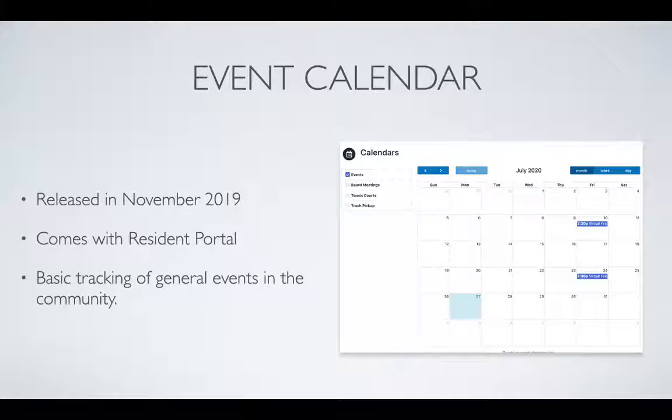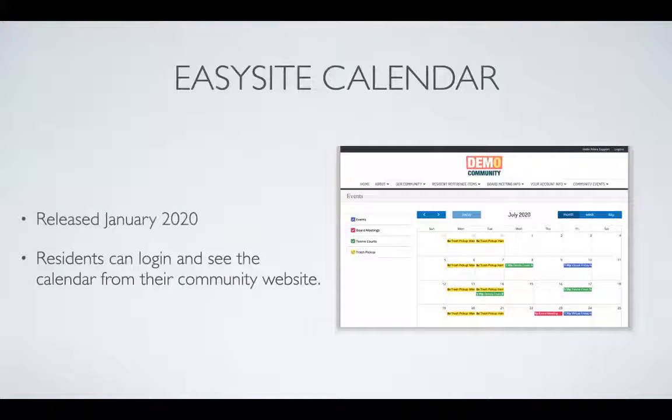So the event calendar is fairly new. It came out in November 2019, and so it's actually less than a year old. It's included with pretty much every resident portal product, and it's meant to track basic general events in your community. We will jump into the application to actually get into this. This is just a quick slideshow.